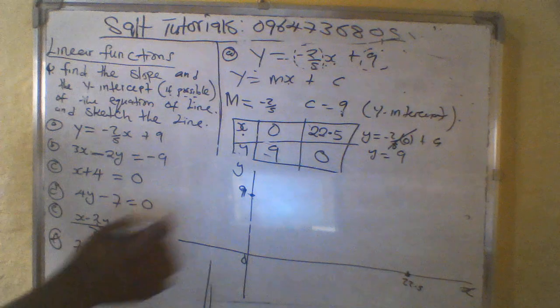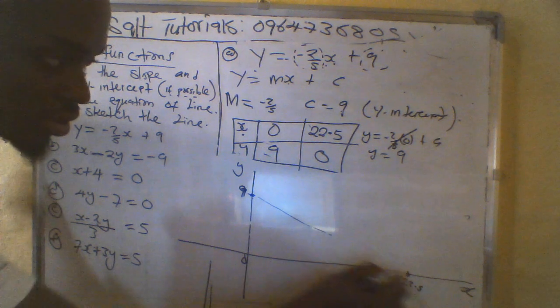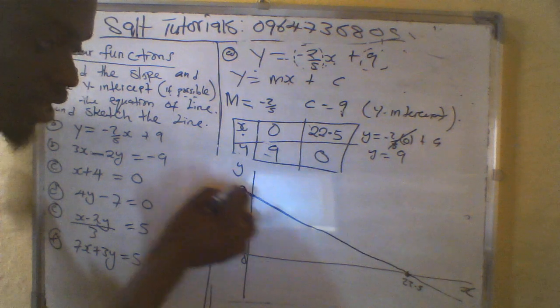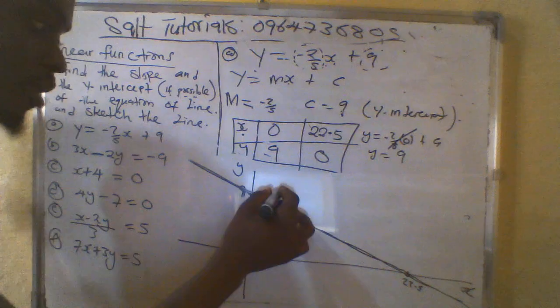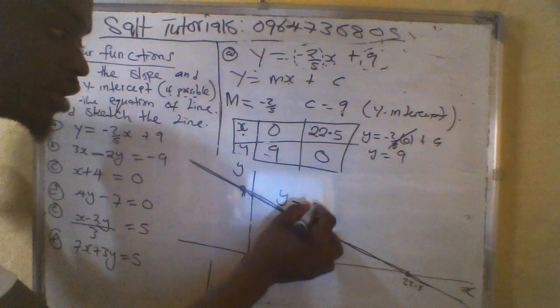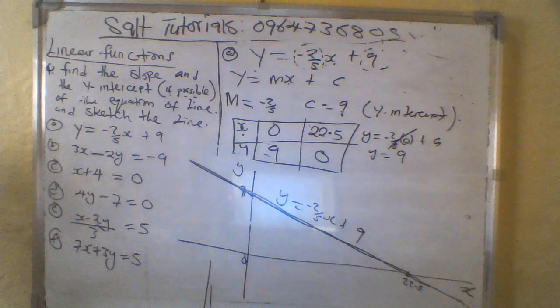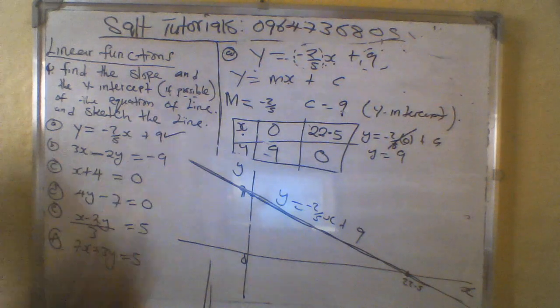So you join the two points. It means that this will be my straight line, which is going to be formed. You can even label it, say y equals negative 2 over 5 x plus 9. As simple as that, and you are done. So this is how you do your A.